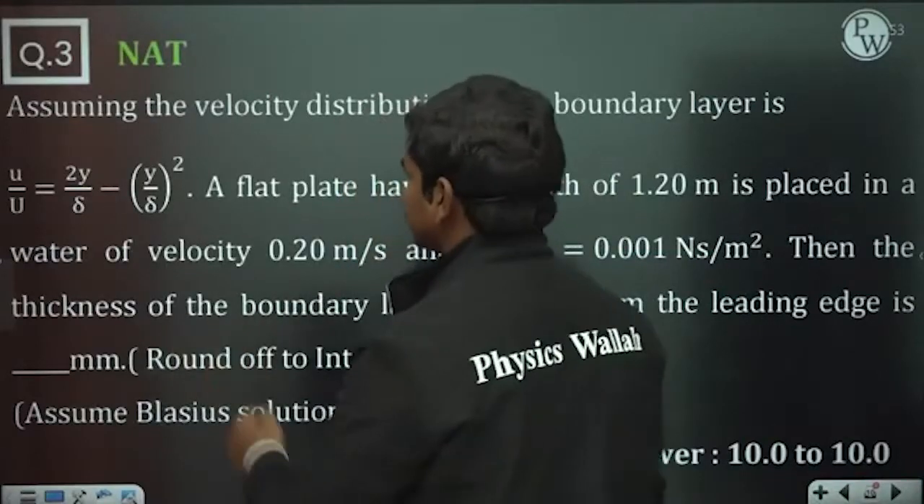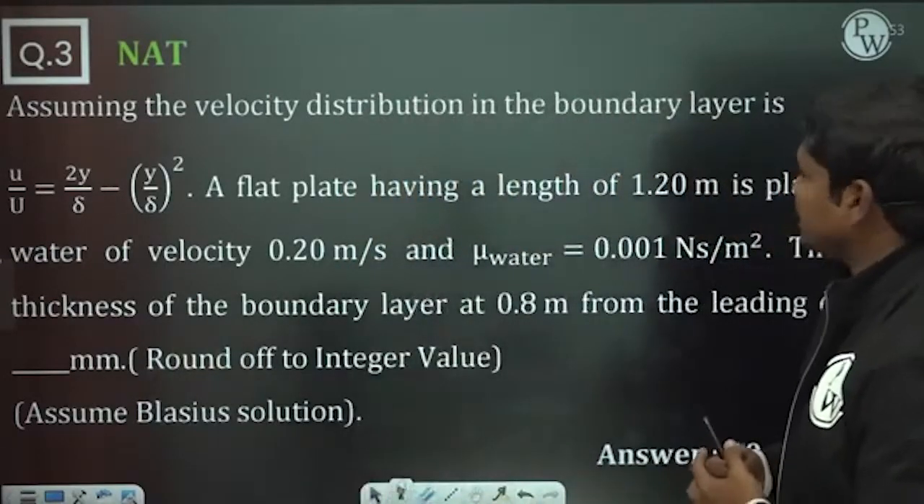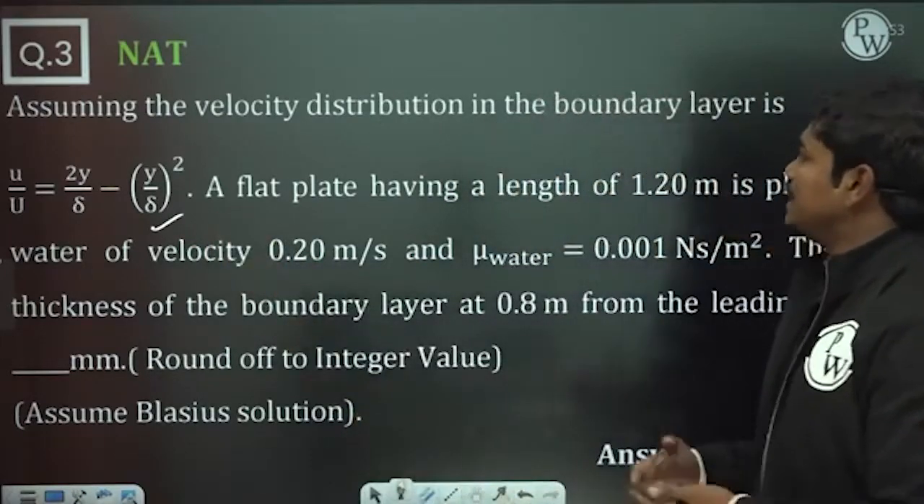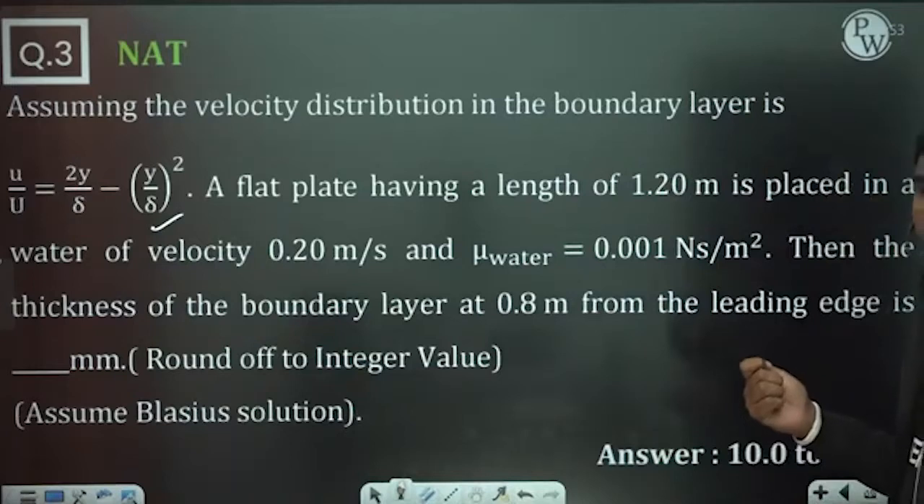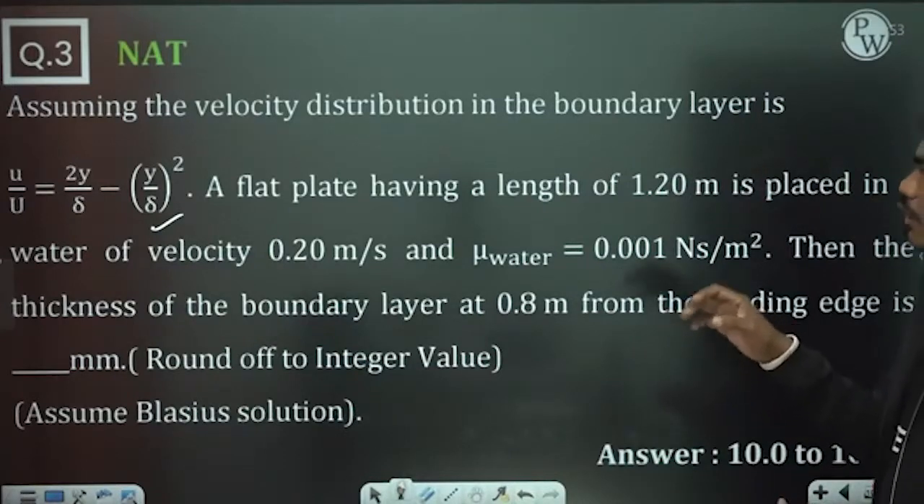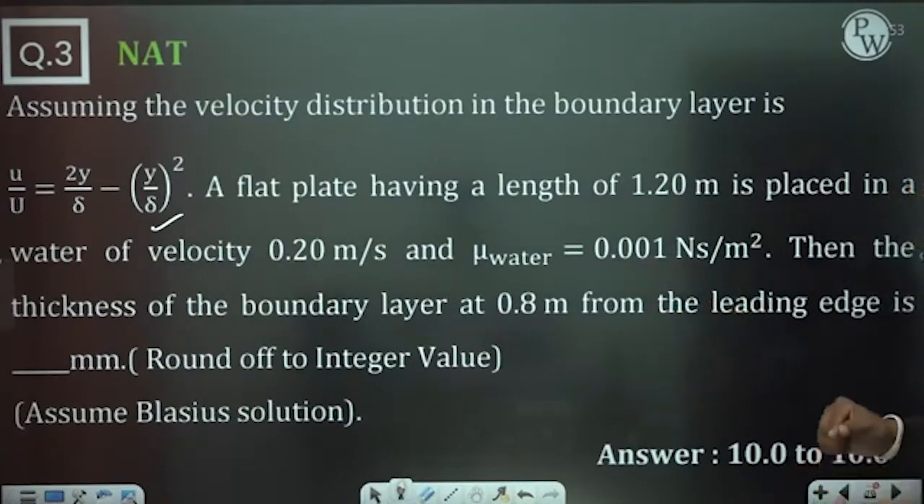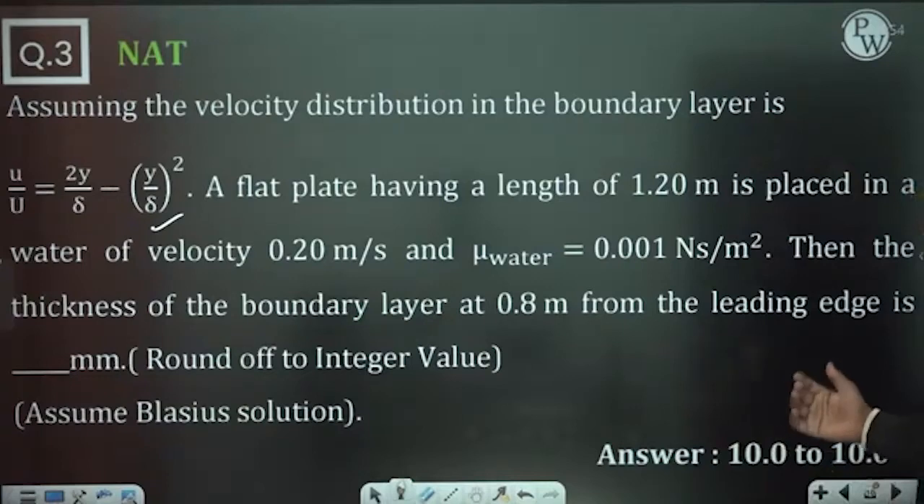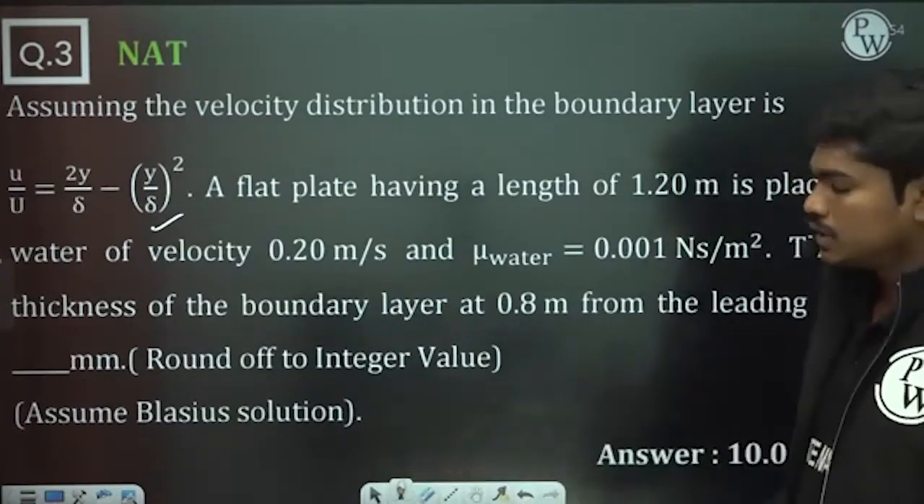Okay, let's go for this question quickly. Assuming the velocity distribution in the boundary layer is u/U = 2(y/delta) - (y/delta)^2, a flat plate having a length of 1.20 meters is placed in water of velocity 0.2 meters per second, and mu of water is 10^-3 Newton second per meter square. Then the thickness of the boundary layer at 0.8 meters from the leading edge is dash mm. It's a direct question, so let us see.